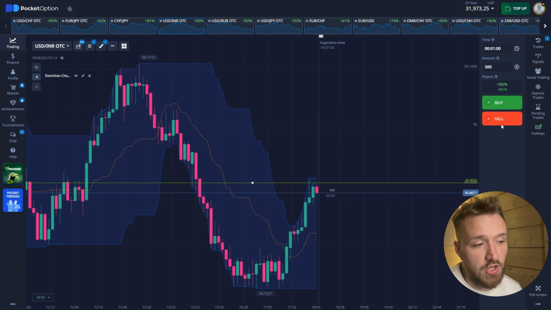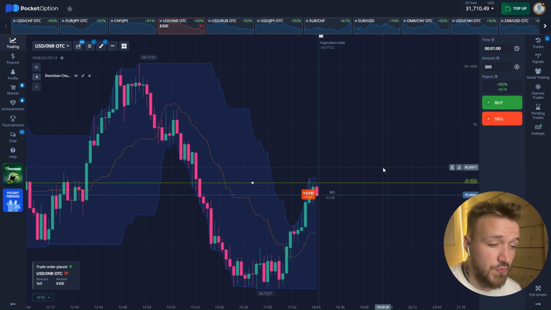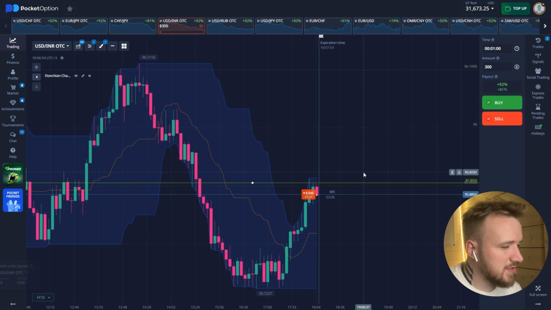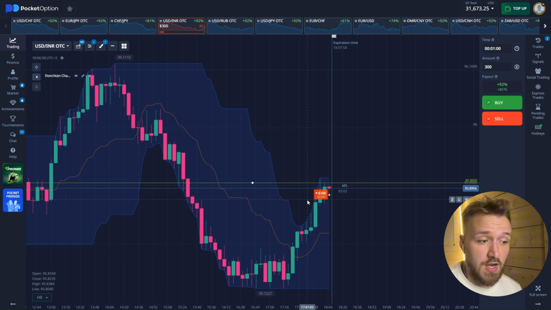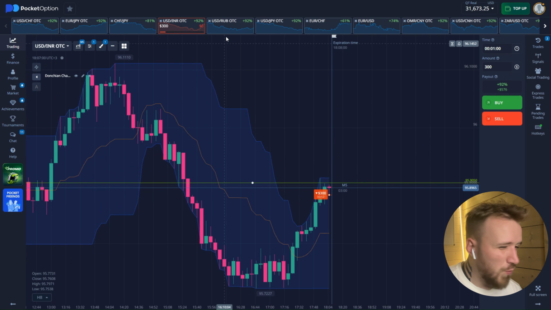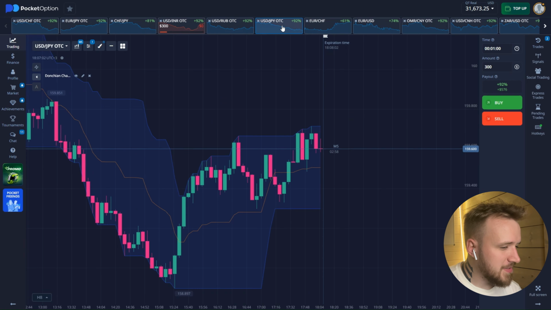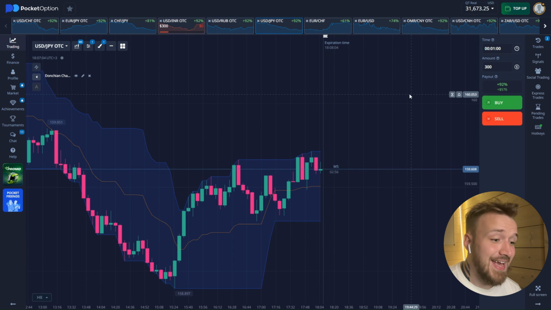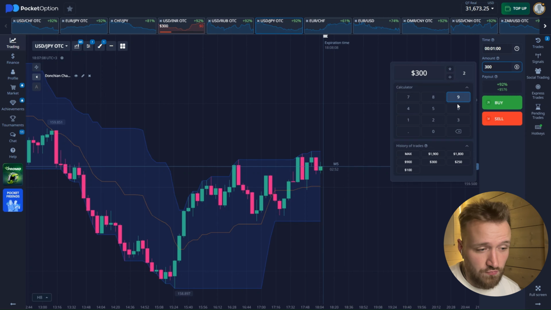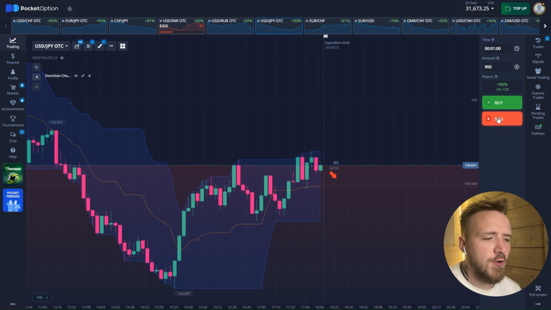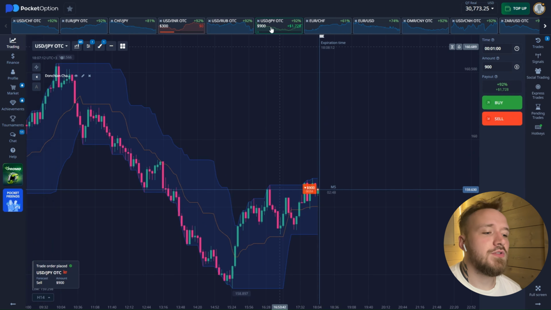Let's open a position on this asset, a short position for 300 bucks. We have a touch of the upper Bollinger band here. We are opening a position on the same asset again. Well, a correction happens after opening. And US dollar to Japanese yen, a short position for 900 bucks here. We open downward and wait for the result again.